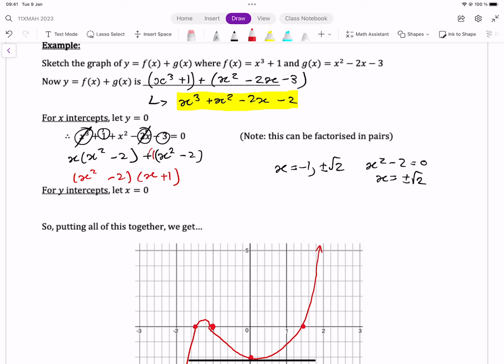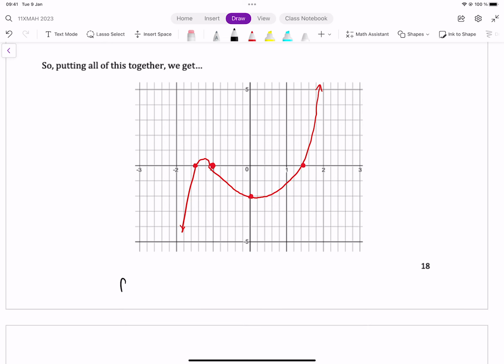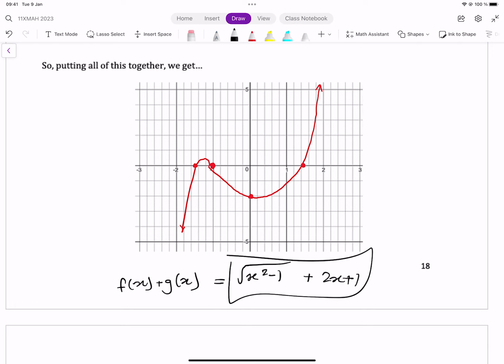But sometimes it's not that easy. That was an easy example of using the algebraic method. But for example, if I had something like find f of x plus g of x, and let's say f of x is equal to x squared minus 1, and then I got to add 2x plus 1. Well, how on earth do we graph that? And that's a good question. I would have asked myself that as well.